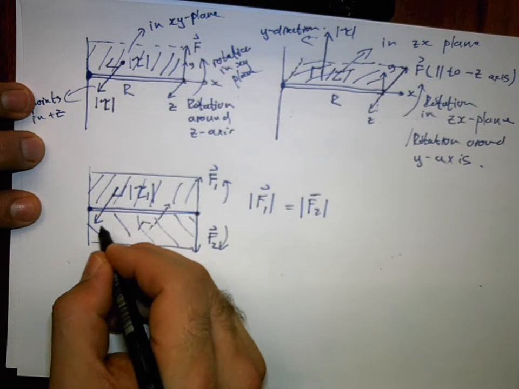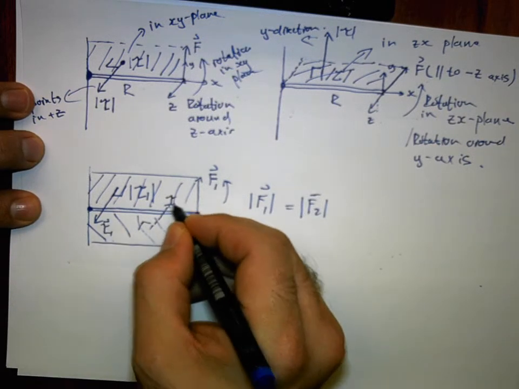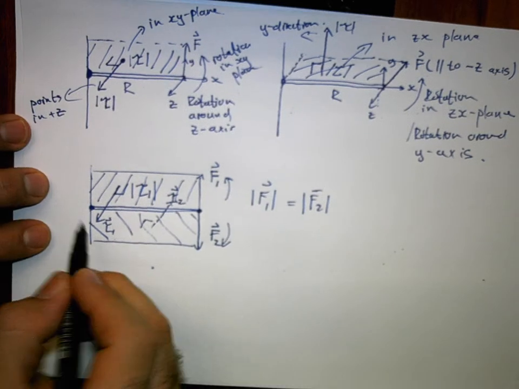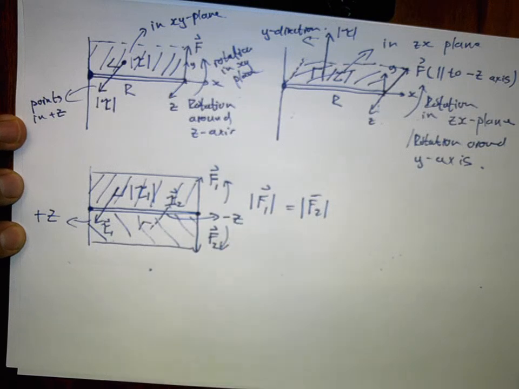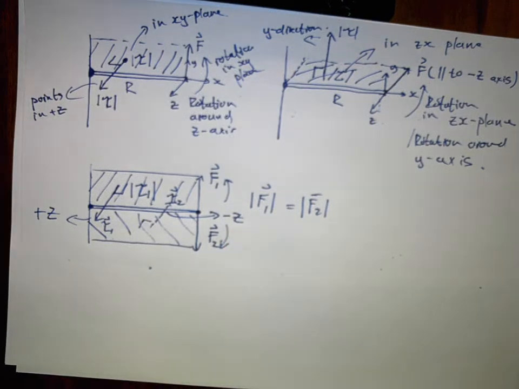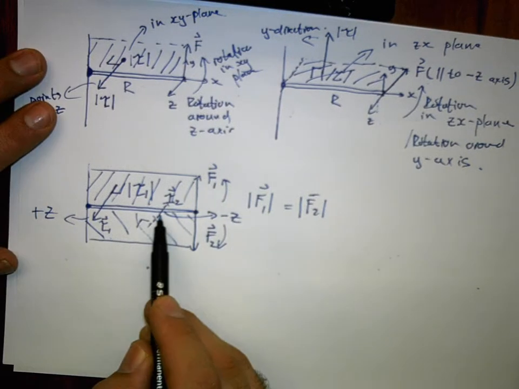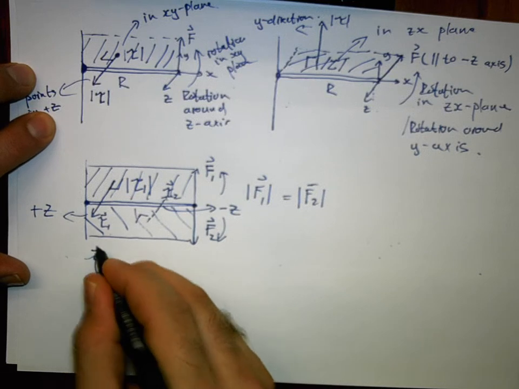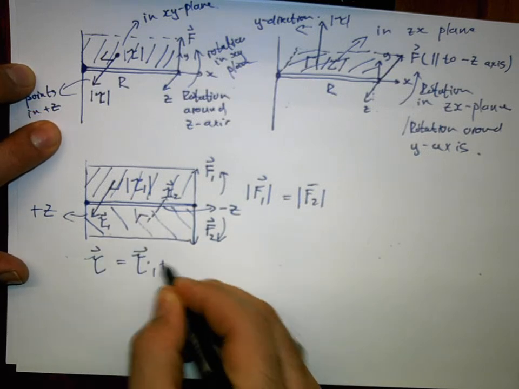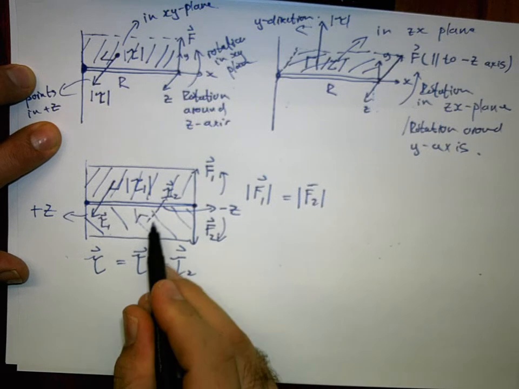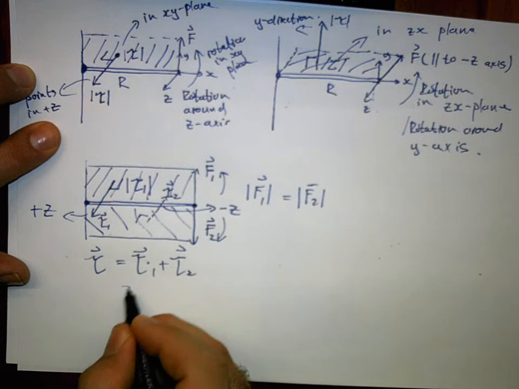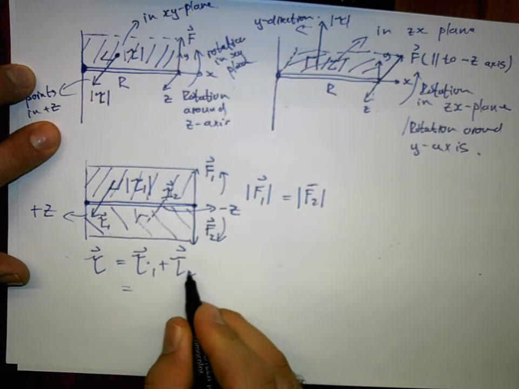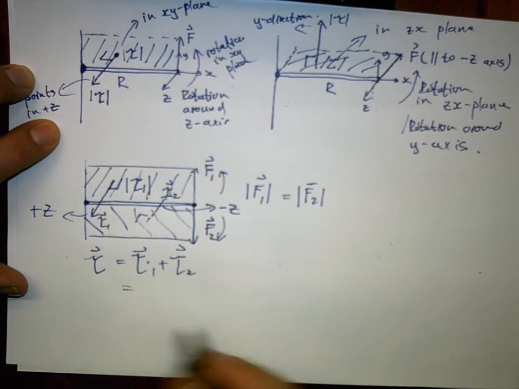This will be the torque associated with force 1, and that will be the torque associated with force 2. This one points along the positive z direction, this one points along the negative z direction. So if I want to figure out what the resultant torque is going to be, I can just add these two vectors together. The resultant torque is going to be the vector T1 plus the vector T2, but T1 points in the opposite direction to T2. So this will be equal to the negative of that, or that will be equal to the negative of this, and we get the resultant 0.